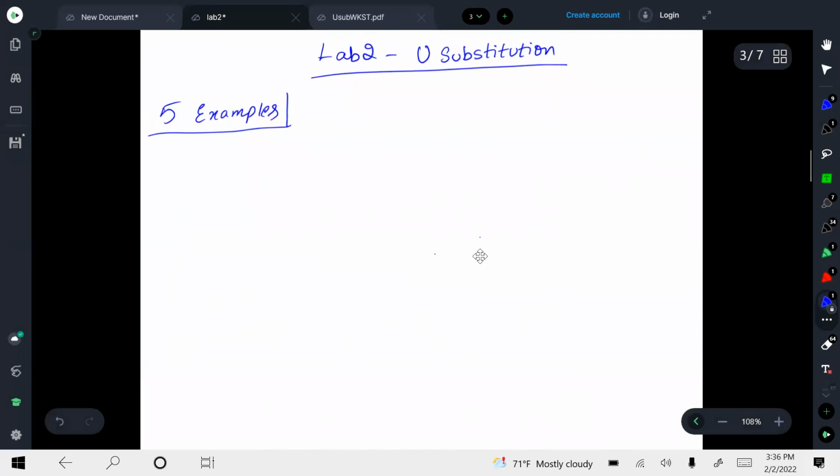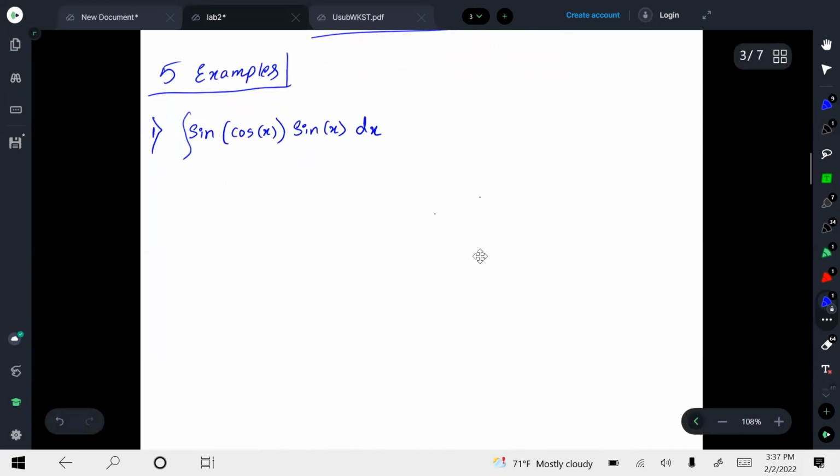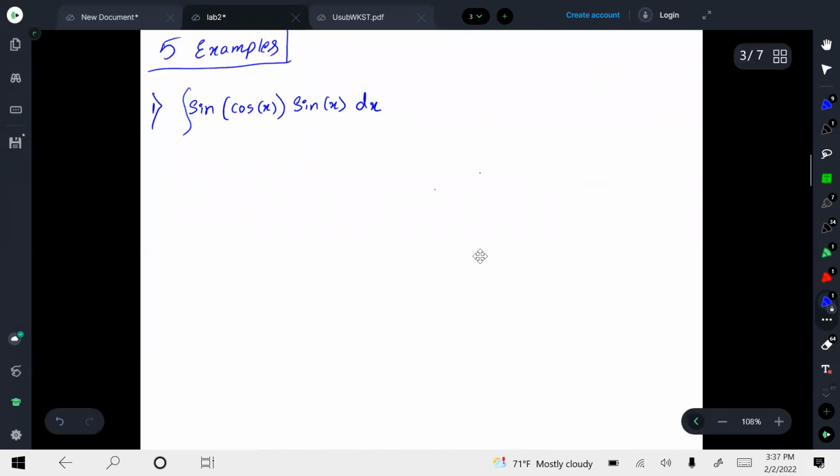Fine. So I will do the first problem, and the question is the integration of sine of cos x times sine of x. This is question 1. Okay. Now let us see how we solve this using U substitution.